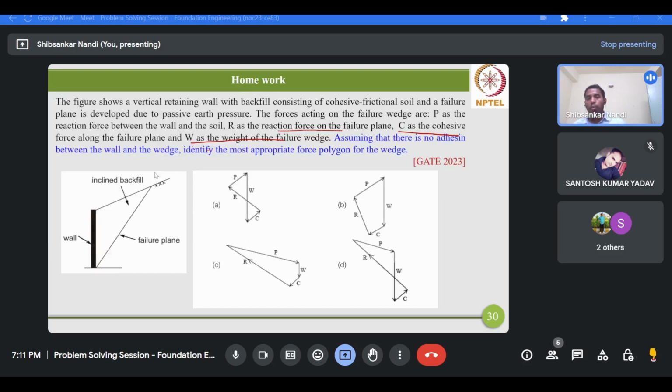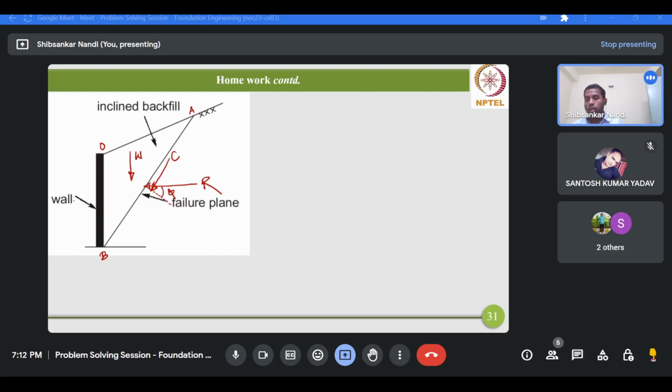Now what about the passive force? What is the reaction force between the wall and the soil? So the reaction force between the wall and the soil will be at an angle delta with the normal to the retaining wall. So these are the four forces acting on this wedge.